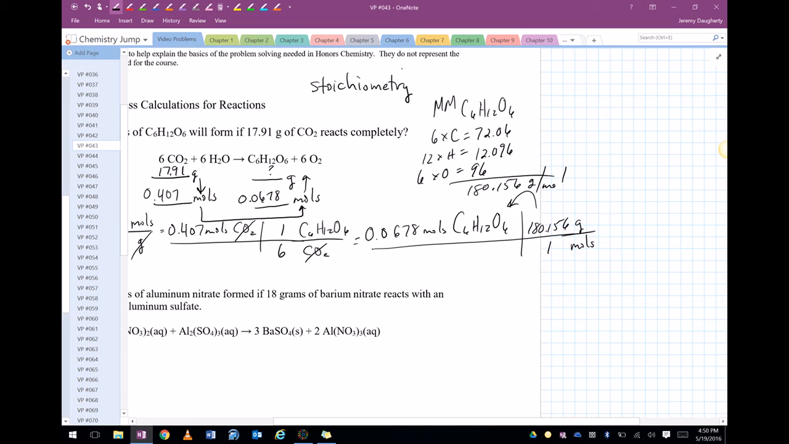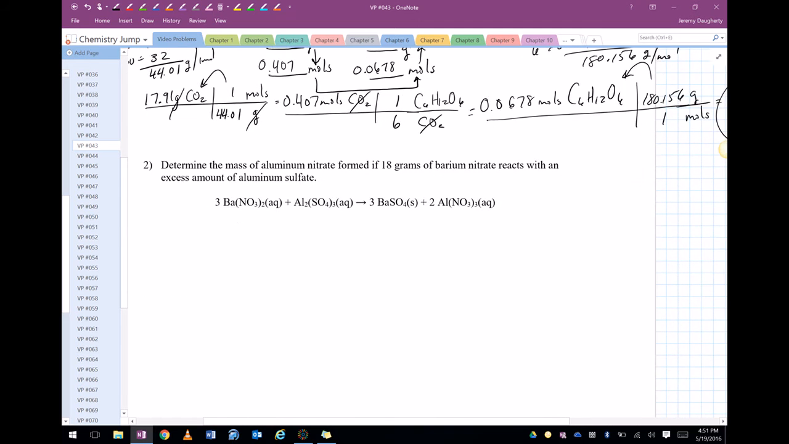So I'm going to take that 0.0678, go back and find that number, and multiply by 180.156. And I get a value of, let's go to 3 sig figs here, 12.2 grams of C6H12O6. Sorry, I had to get off the page there. Okay, let's do the next one. It's going to be the exact same idea.